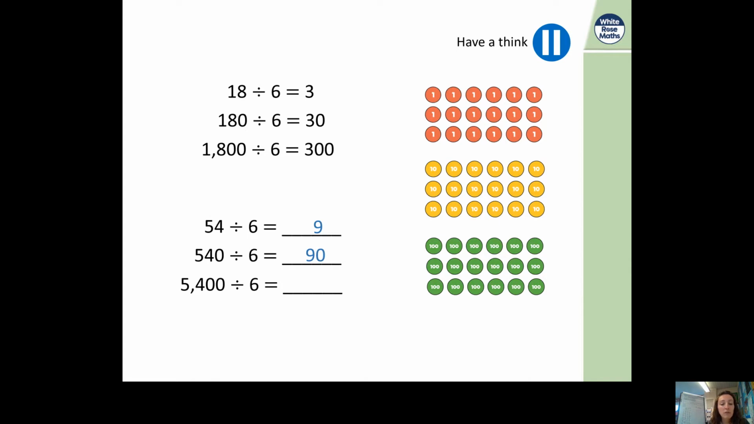The next question then, we've gone from 54 divided by 6 to 5,400 divided by 6. We've made the question 100 times bigger. So what's going to happen to our answer? It's also going to be 100 times bigger. So 5,400 divided by 6 equals 900.